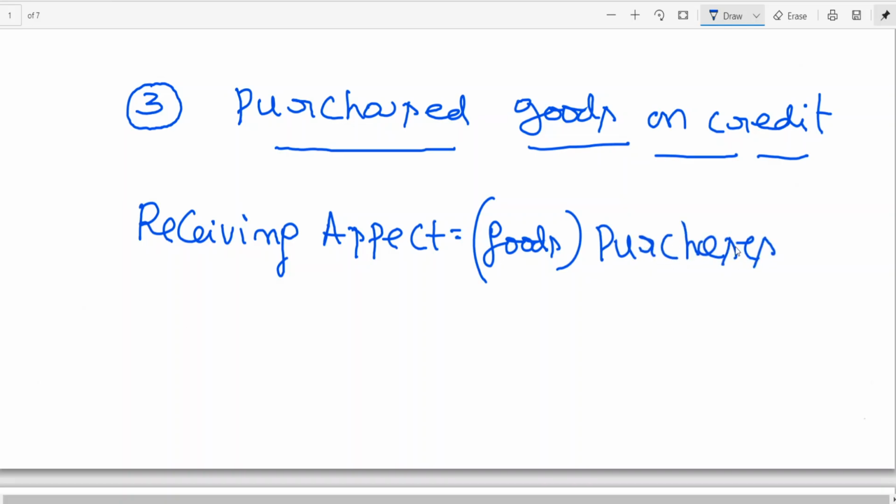But you observe here, which is missing? The name of the supplier is missing. It has been given only as credit. Then we can write receiving aspect is goods, purchases.